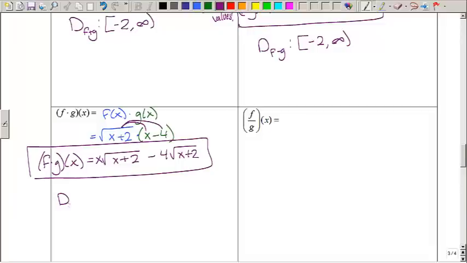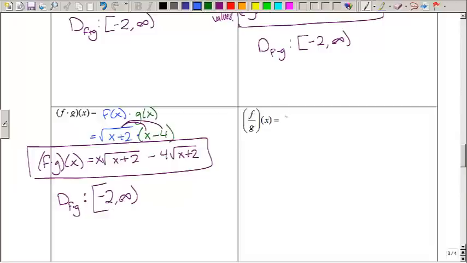My new domain of f times g, we start off with the intersection, which is negative 2 to infinity. Do I have any new bad values that I've created? Well, no, I haven't created any new bad values, which usually happens with the quotient, so my domain is just negative 2 to infinity.